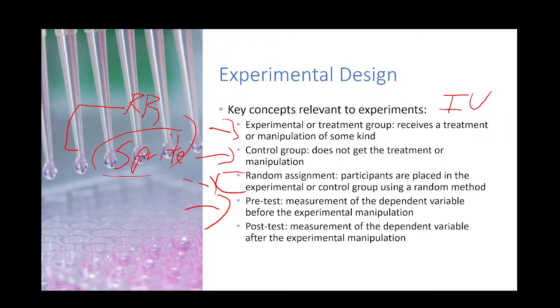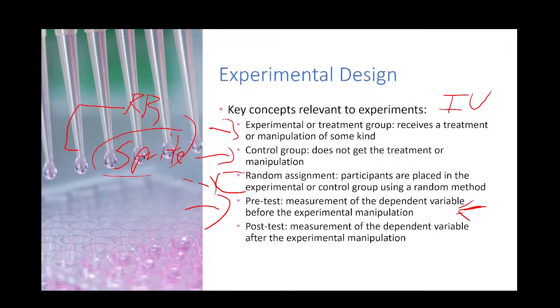Okay, and then pre-tests, kind of what I'm describing. If you do the test before you give them the Red Bull or Celsius or whatever, a measure of the dependent variable before the experimental manipulation, right? So you're trying to find out what's their baseline, so you can then judge the increase in their baseline after they get an energy drink.